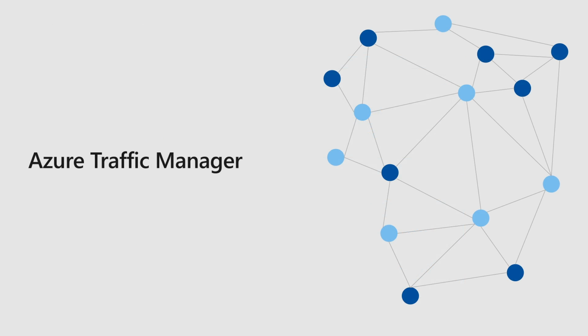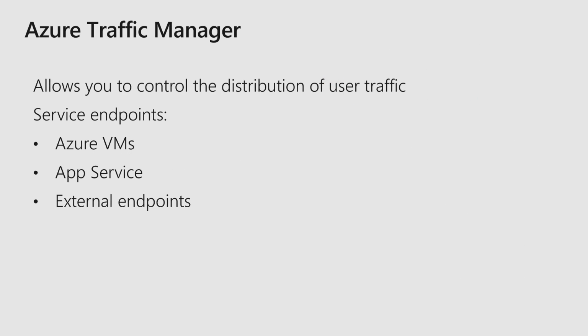So to solve this problem, we're going to use something called Azure Traffic Manager. Traffic Manager allows you to control the distribution of user traffic. We can use as service endpoints an Azure virtual machine, for example, an app service, or an external endpoint. So these are the things that I can use as endpoints.